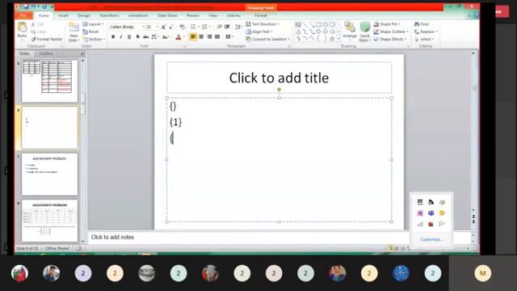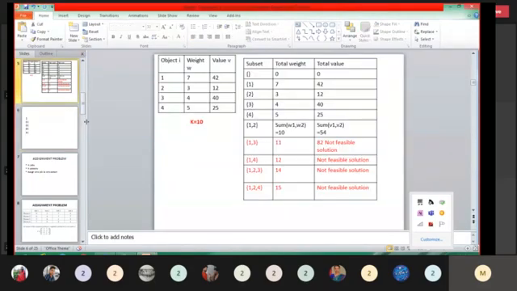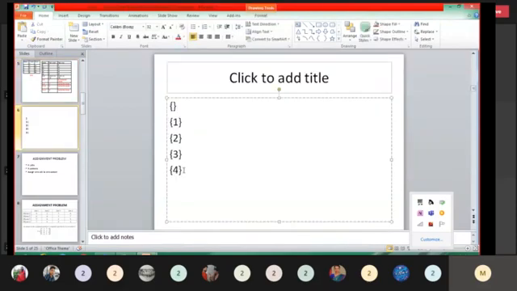Next the subset is 3. Next the subset is 4. Because in the input we have 4 values, so we stop at the single subset 4. Next, two-element subsets: 1 comma 2. Next we can write 1 comma 3. Next we can write 1 comma 4.